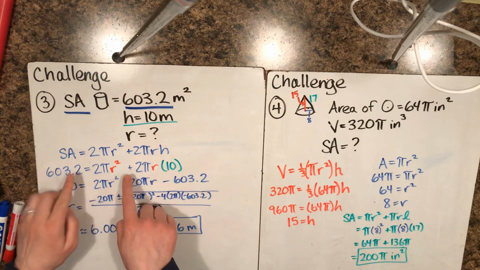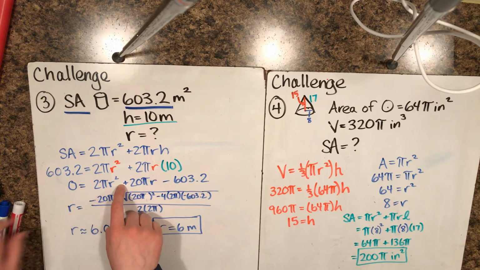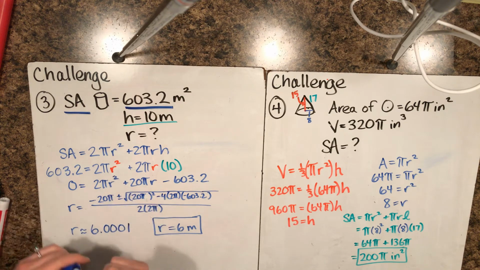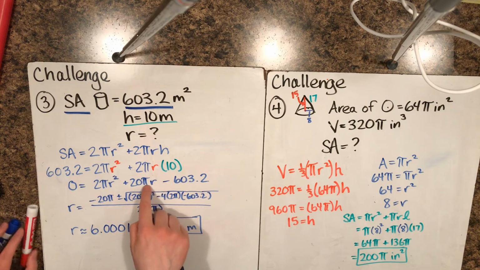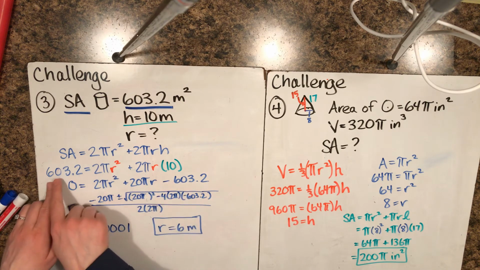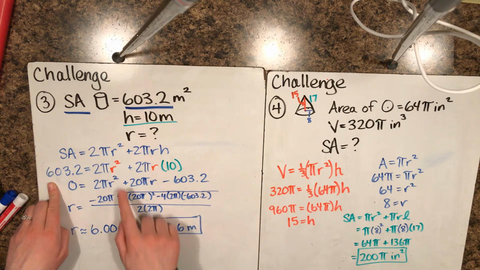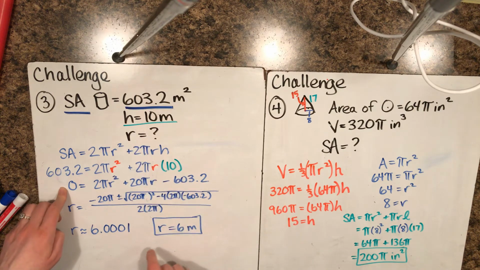Okay? So then the next thing I did was I simplified. 2 pi r squared can't be simplified. I just left that alone. But 2 pi r times 10, I can multiply the 2 and the 10 to get 20 pi r for my middle term. And my last term, I just moved the 603.2 to the other side. And again, the reason I did that is I saw it had an r squared and an r, and that's what I was trying to solve for.